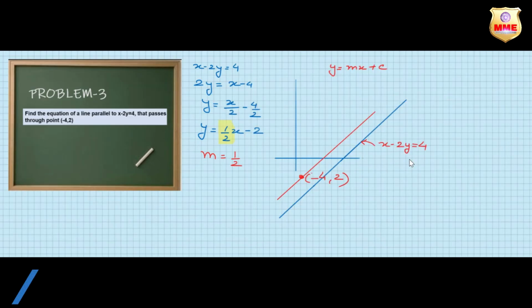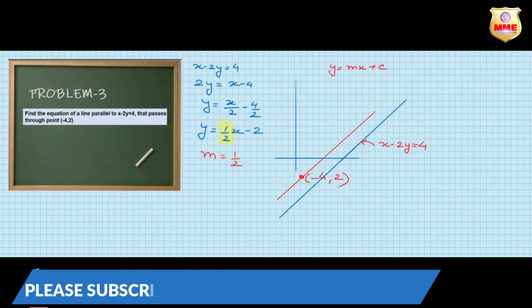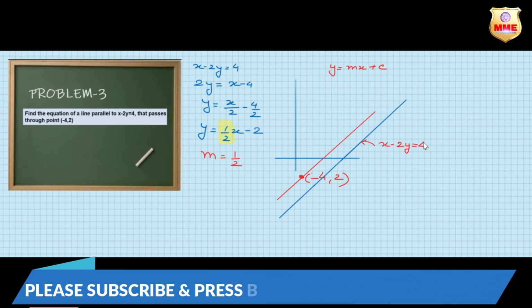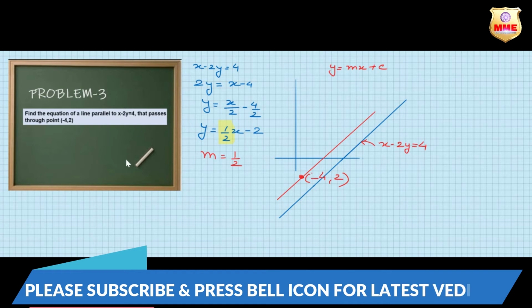Now friends, we will try to explain this particular problem with the help of graphs. The equation x minus 2y equal to 4 can be shown by the blue line, as you can see here. And let us assume the line which is passing through minus 4 and 2 is the red line, for which we have to find the equation. Red line and the blue line are parallel to each other. So already we know if the lines are parallel to each other, the value of m, or the gradient or the slope of a line, are equal.